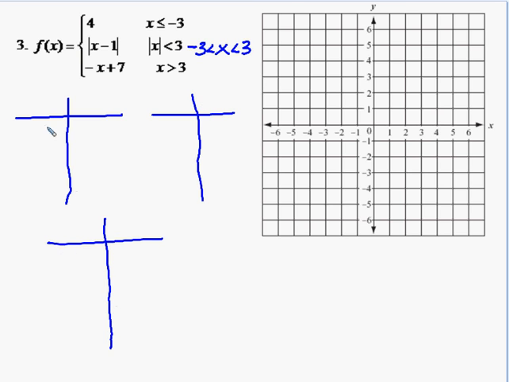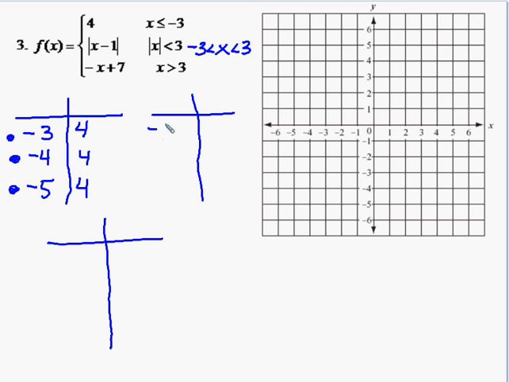So the first one, all the values that are less than or equal to negative 3. So negative 3, negative 4, negative 5. And once again, since y equals 4, we're just going to have 4 for all of these points. Now, since it's less than or equal to, we have a closed circle, closed as well, and closed as well.